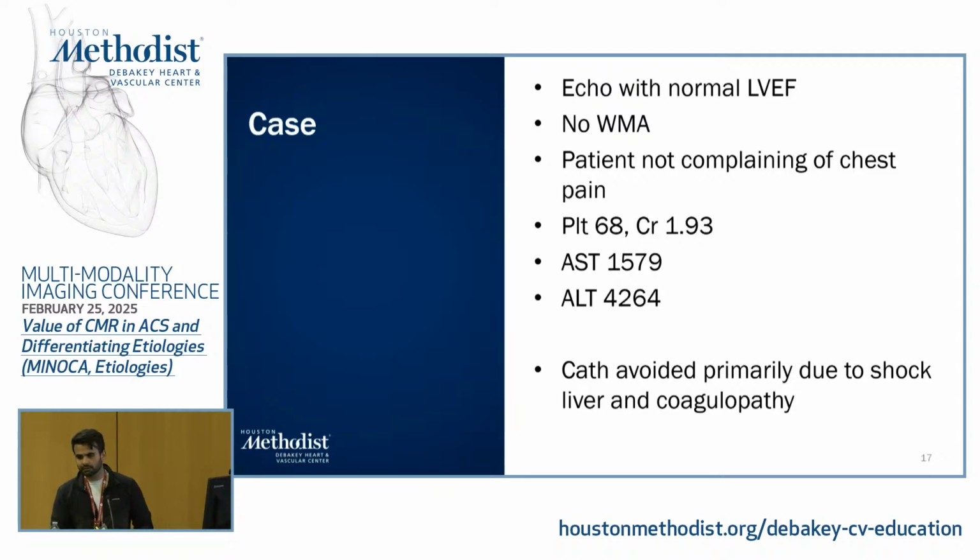They evaluated the patient and avoided the cath initially, primarily because of the shock liver and coagulopathy, with the rationale being that right now they would not be able to do any sort of intervention, given that the patient would have to be on dual antiplatelet therapy afterwards. With the entire picture not looking like a clear ischemic ACS, they were thinking, let's see if this could be something else.